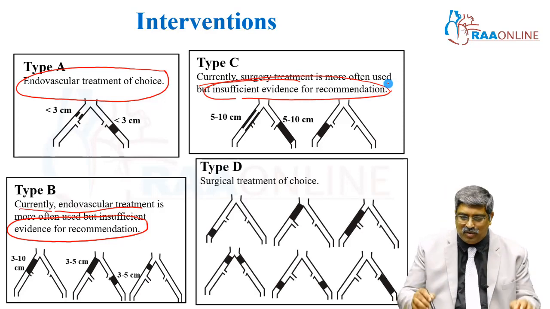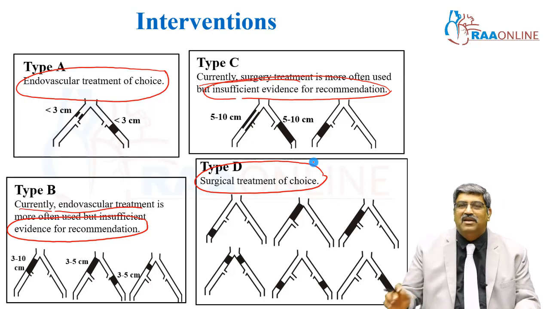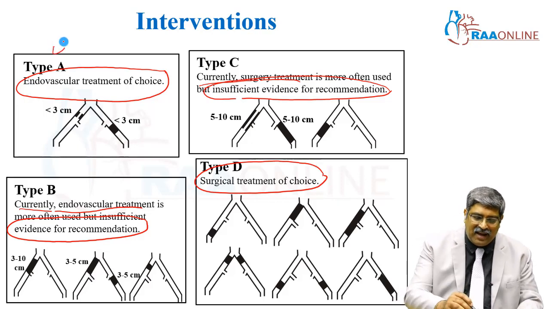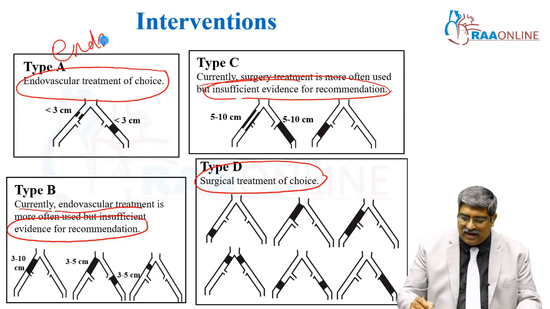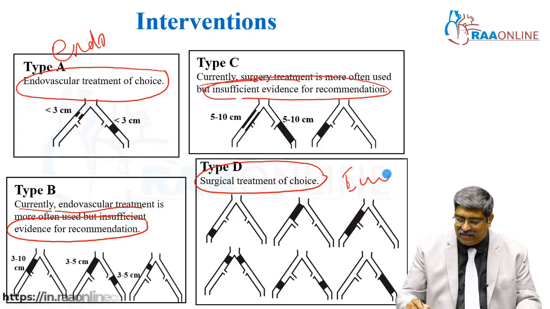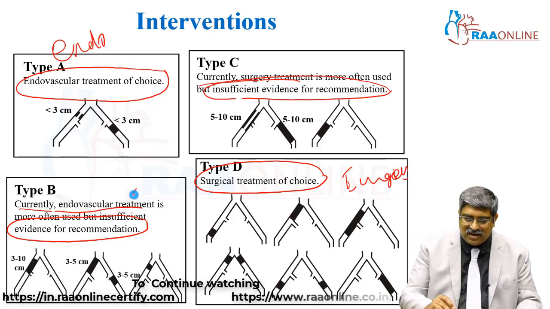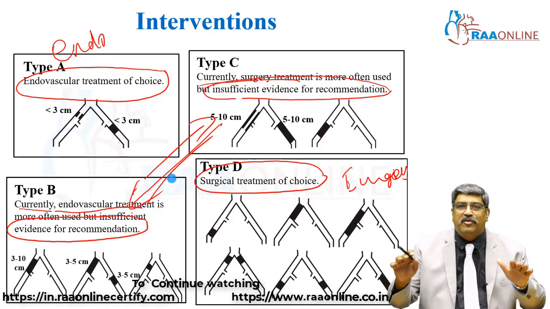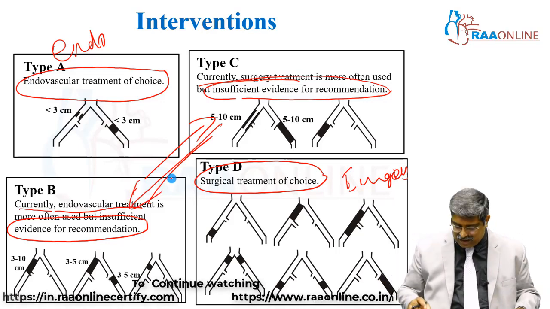And Type D, you don't have any other choice, you go for surgical treatment. So, A is endovascular and D is surgery. But in Type B and C, your experience and guidelines may vary whether you are going with an endovascular or a surgical repair.